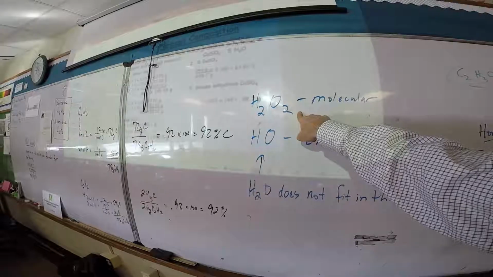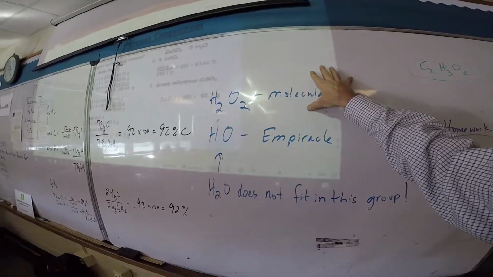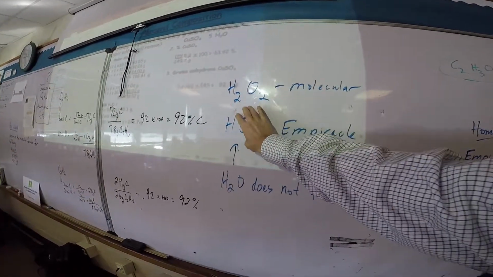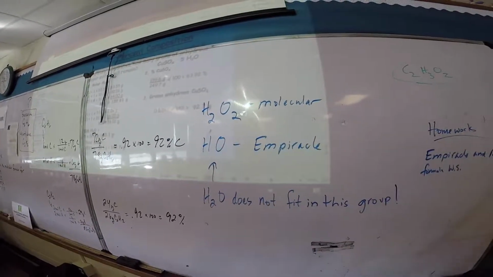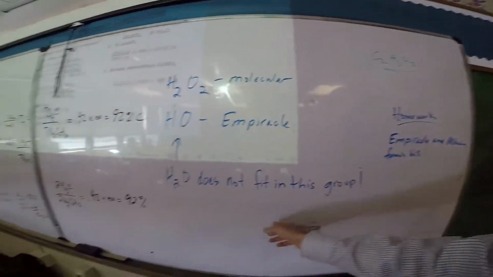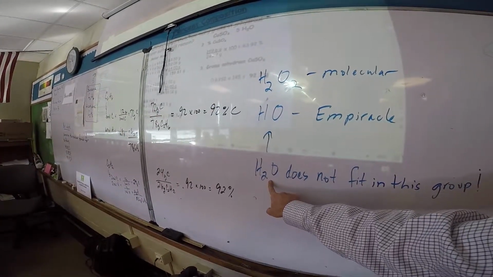And that's correct. Peroxide, H2O2, that's a molecular formula. Now the empirical is the simplest whole number ratio, which would be HO. This is a 1-to-1. Does everybody say that's 1-to-1? Now water does not fit into this group. Water is what? It's 2-to-1, right?